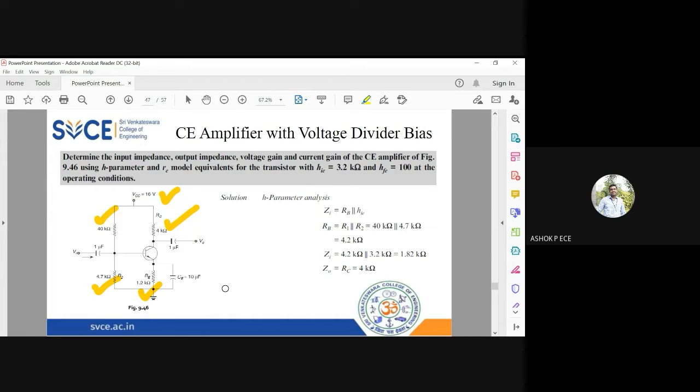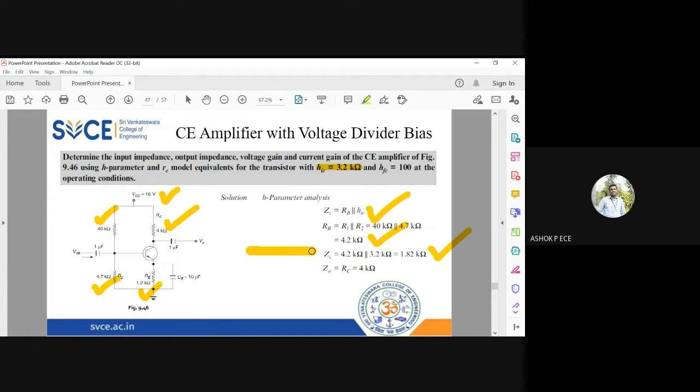Okay. And input impedance, see the formula for input impedance, ZI equal to RB parallel to HIE. First you compute RB. RB is R1 parallel to R2, 40K parallel to 4.7K. The answer comes to 4.2K. With that, once again you do HIE. HIE is given in the question, 3.2K. So ZI equal to 4.2 parallel to 3.2, it is 1.82 kilo ohms.